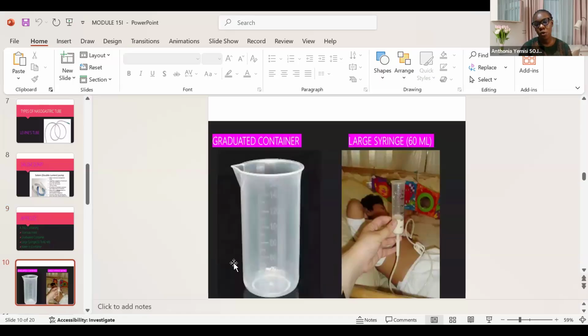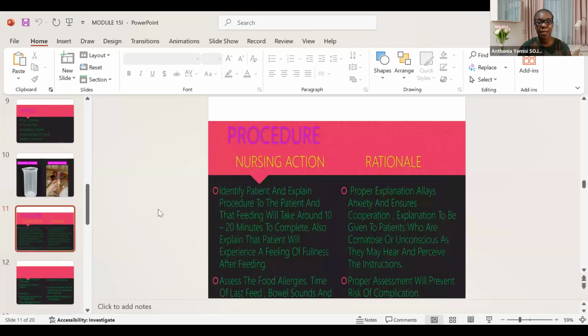So here is a picture of a patient with nasogastric tube in situ, and you can see what looks like milk, could be medication that is being fed via the tube into the patient. So this is a graduated container, such that if you give the patient 120 mils, the container is calibrated and you can see what it is that you give your patient factually.